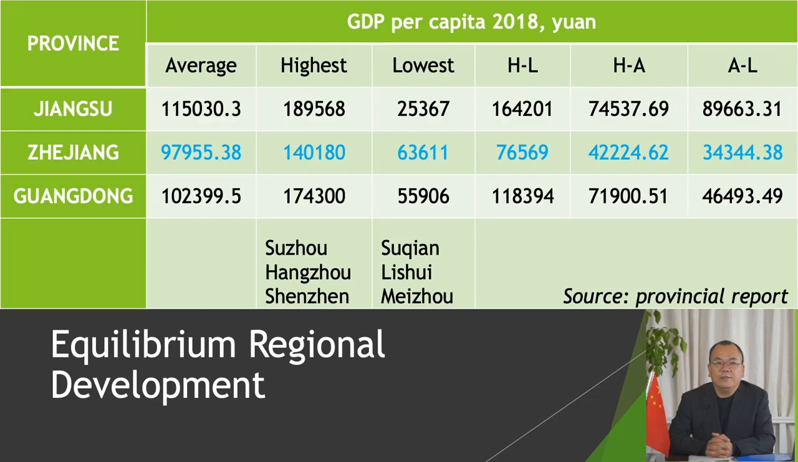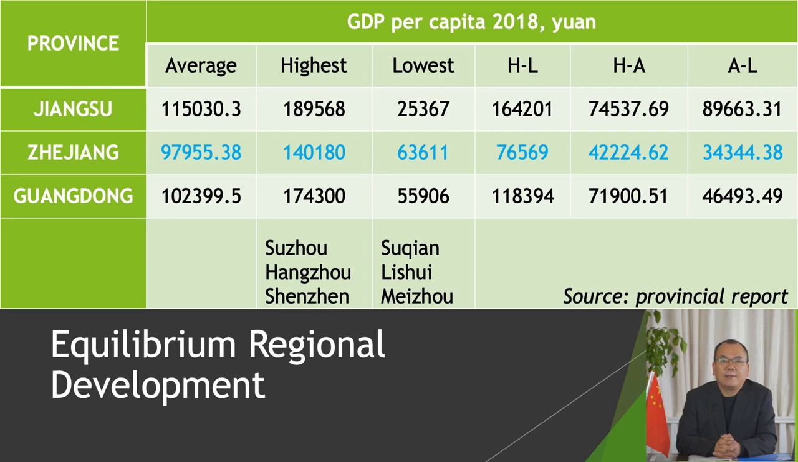Then equilibrium regional development. So here again in this table, we compared with Jiangsu and Guangdong province. Here you will see the GDP per capita. We use this index to make a comparison. For the average GDP per capita, Zhejiang ranks number 3. Zhejiang is the lowest.